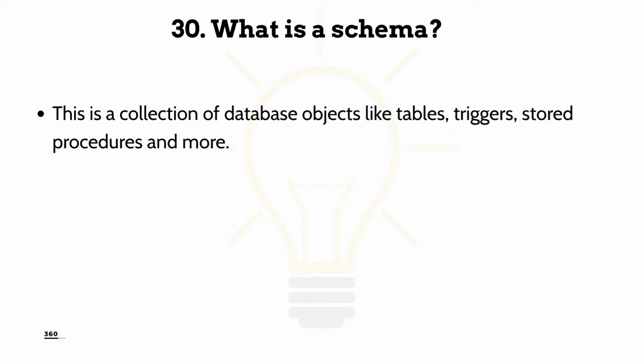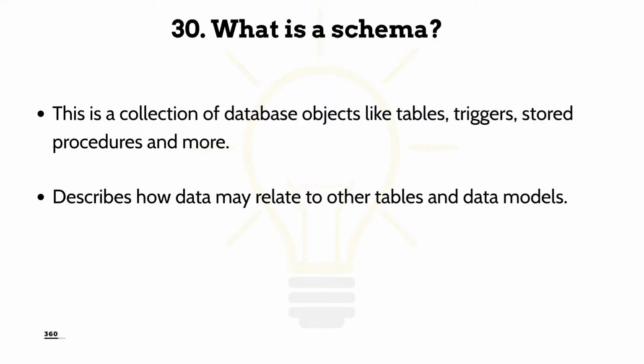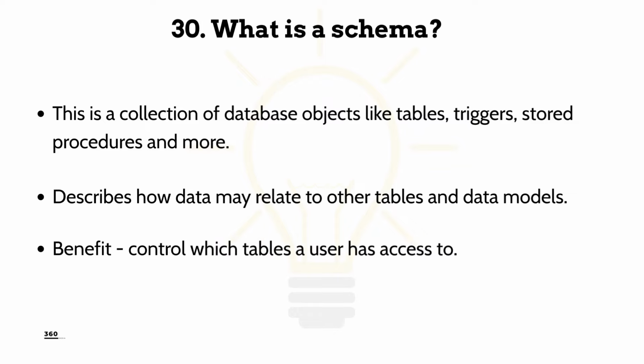Question 30. What is a schema? This is simply a collection of database objects like tables, triggers, stored procedures, etc. We can also say a schema is a blueprint of a database which describes how the data may relate to other tables or other data models. With a schema, we can decide which users have access to which tables in the same database.